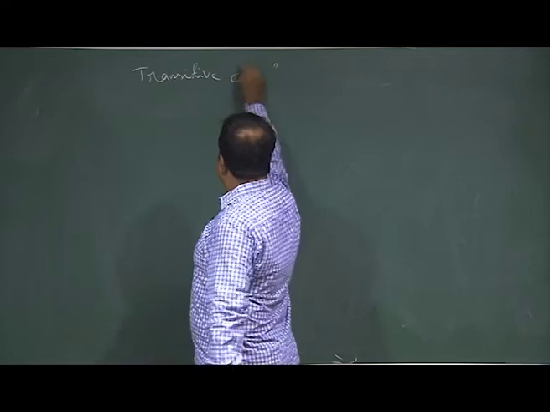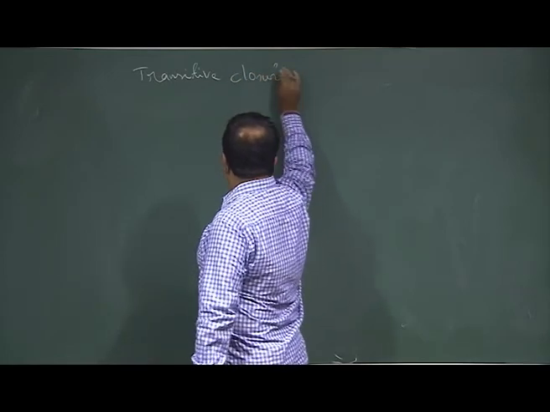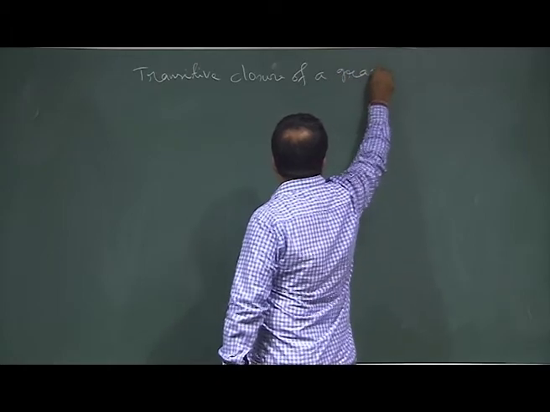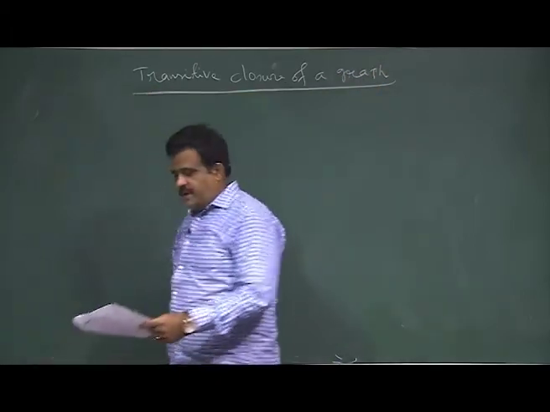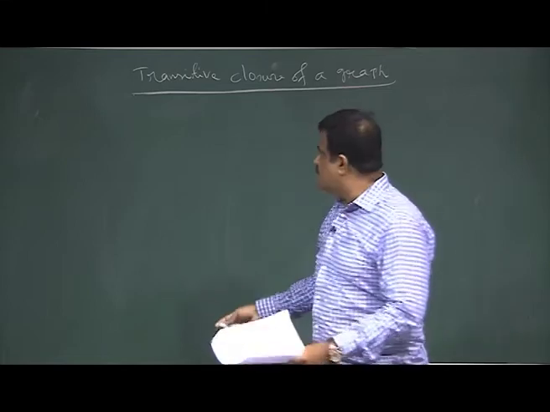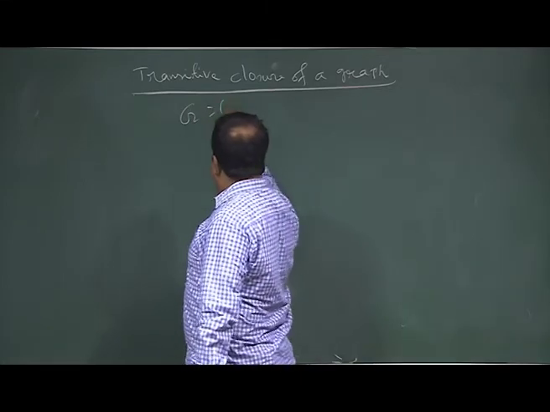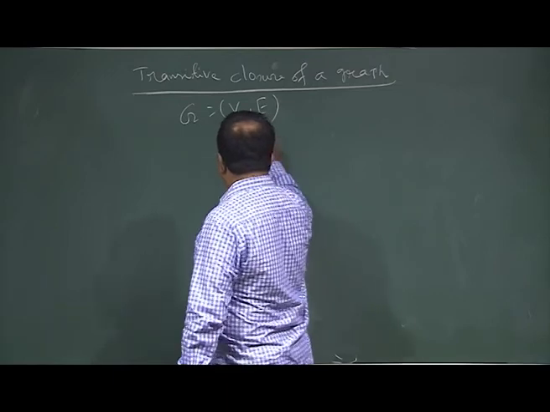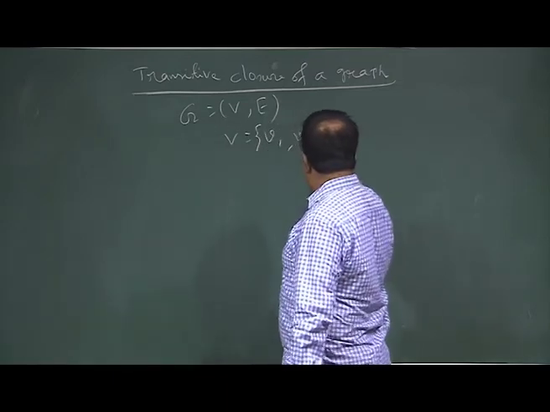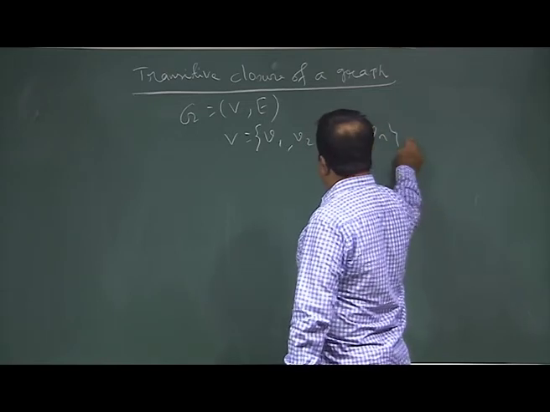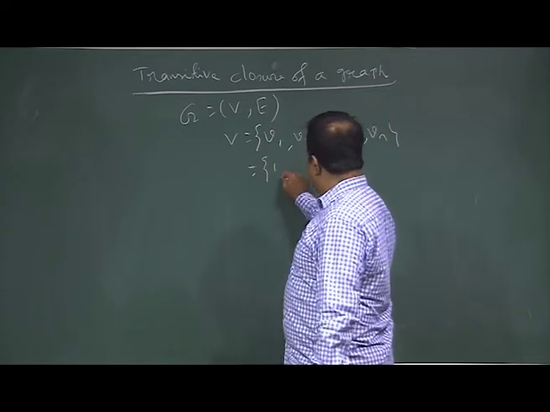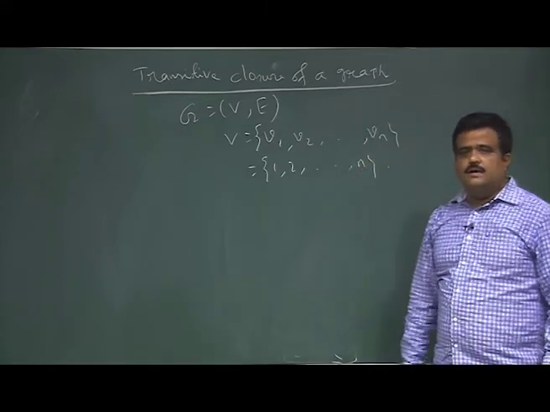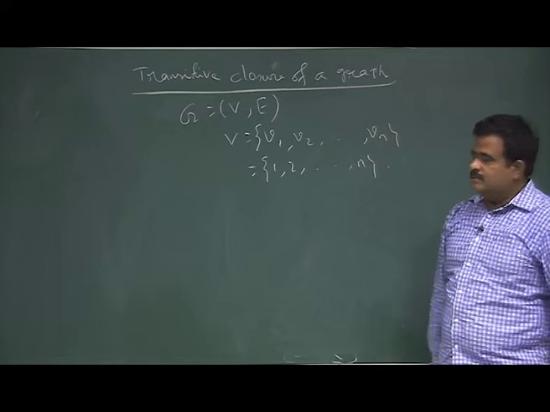This is called the transitive closure of a graph. Suppose we have a graph G. Say V is V1, V2, and there are n vertices, and for simplicity we are labeling the vertices from 1 to n.